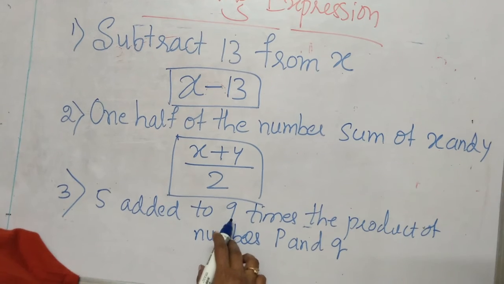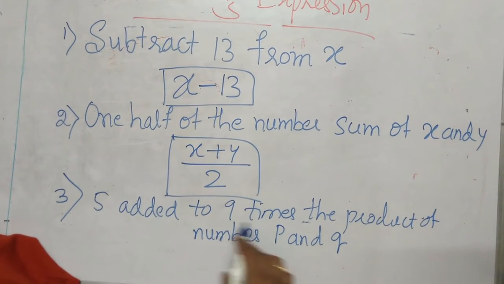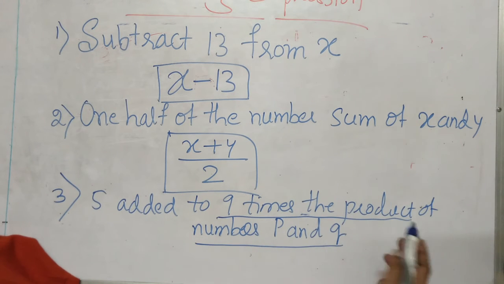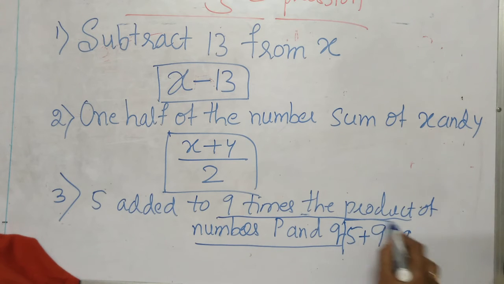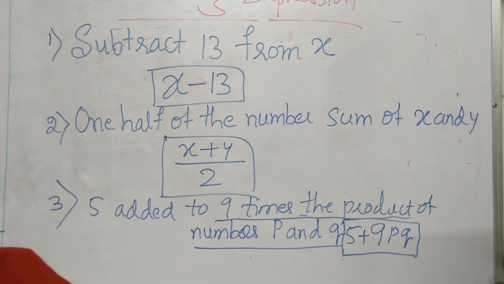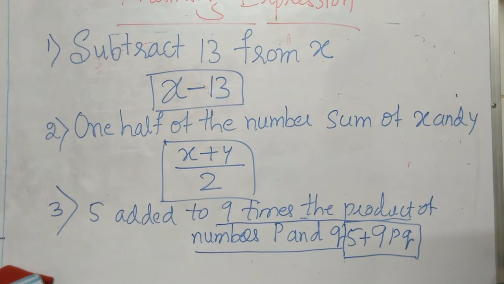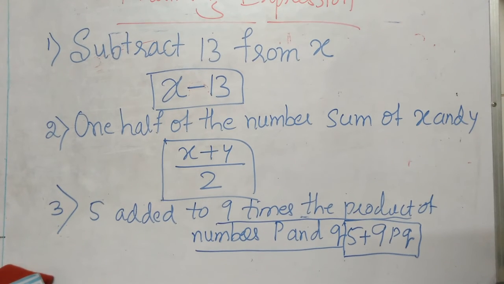Here 9 times is nothing but multiplication. Product of the numbers p and q is nothing but p into q. This can be written as 9pq, that is 9 times pq, and 5 is added to this, which is plus 5. 5 plus 9pq or 9pq plus 5 we can write. Okay. This is how we have to frame the expressions for the given statements.